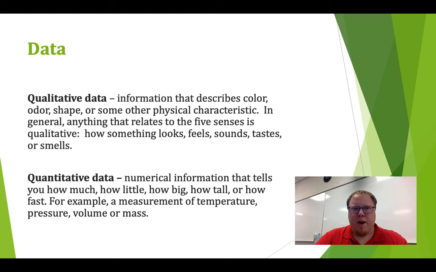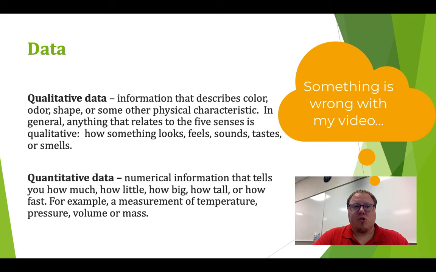Quantitative data, on the other hand, that's numerical information. It's numbers. It tells you how much, how little, how big, how tall, how fast. For example, it is 72 degrees in this room right now. That is a quantitative measurement, quantitative data. So any measurement of temperature, pressure, volume, mass, anything like that, where we get a number and a measurement, that is quantitative data. So two types of data.